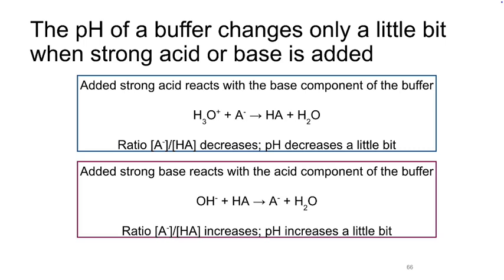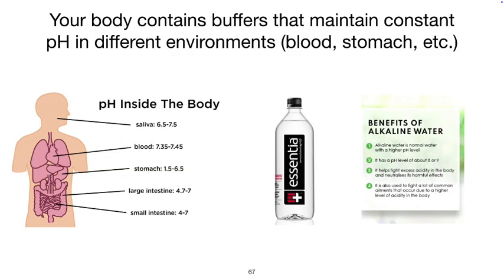Same deal. We've now talked through this multiple times. Your added strong acid reacts with the base component of whatever your buffer is. That base component could be negatively charged. It could also be neutral. It just depends on the individual system. Since we're talking about acids as our buffers, typically what you're going to see is HA and A minus when we talk through these. The same thing happens with our hydroxide. Your body contains lots of different buffers that maintain a constant pH in your different environments, so blood, stomach, and all that fun stuff.